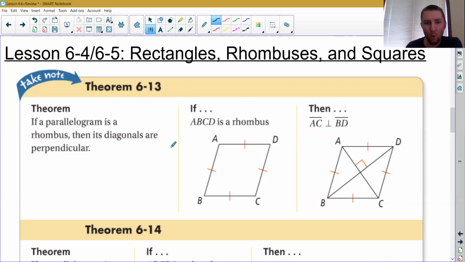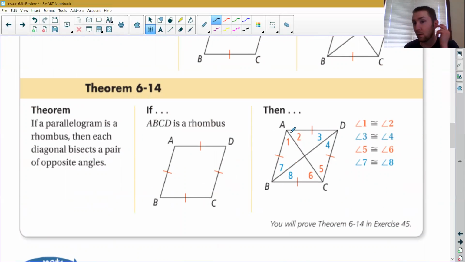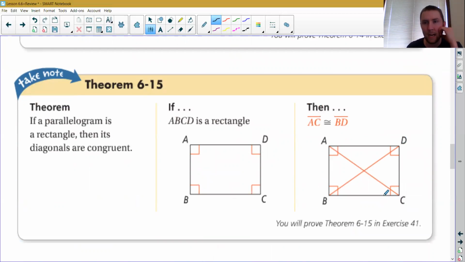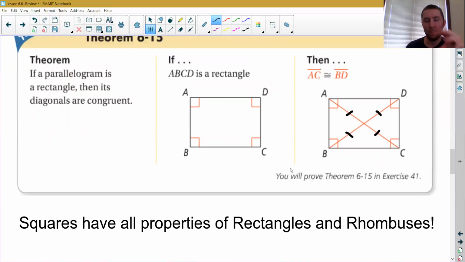So rhombus property 1 was the diagonals have to meet at a 90-degree angle in a rhombus. Rhombus property 2 was that the diagonals have to cut the corners into equal pieces. They have to bisect the opposite angles in those corners. And then our property about rectangles was that the diagonals' lengths are actually congruent. And we also talked about the fact they are a parallelogram, so all of these are also congruent, each of those 4 pieces. And then, as I mentioned, squares have all the properties of the rectangles and the rhombuses, and of course, all the properties of parallelograms as well.